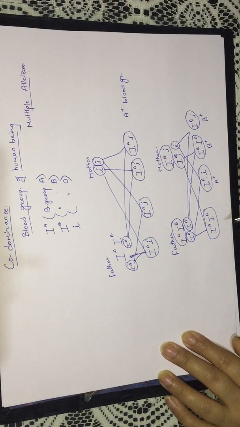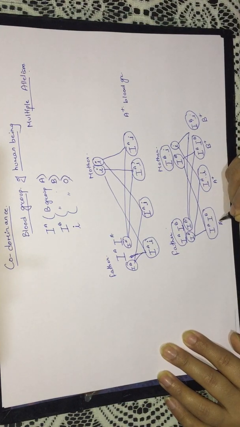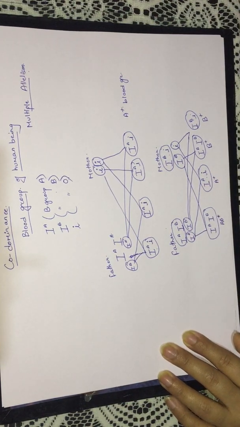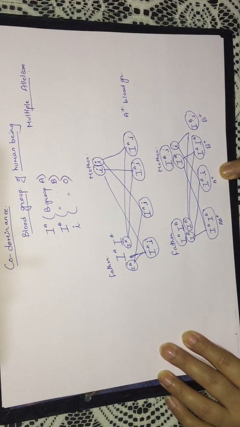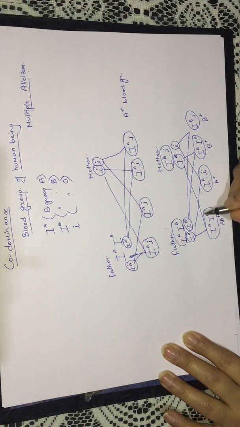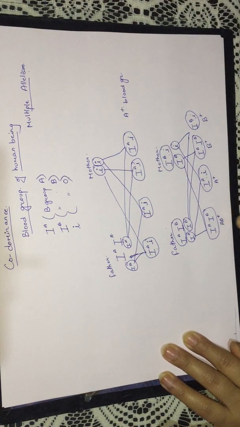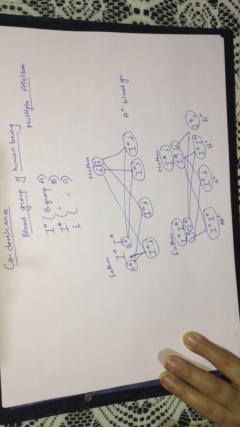So this progeny will have the blood group AB positive, because neither of them can dominate the other one. They show codominance. Both the characters are expressed in the progeny. So this is the phenomenon of codominance, where both alleles cannot dominate the other, and as a result both are expressed in the progeny.